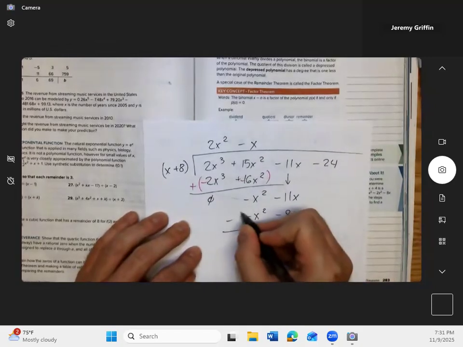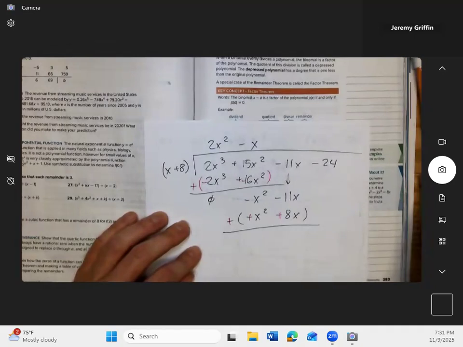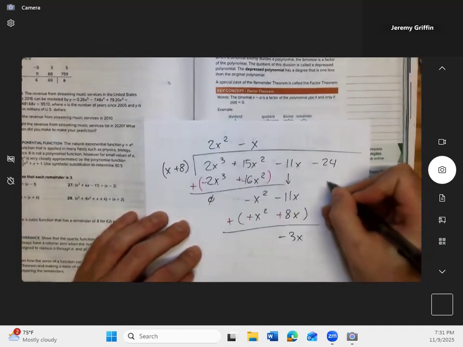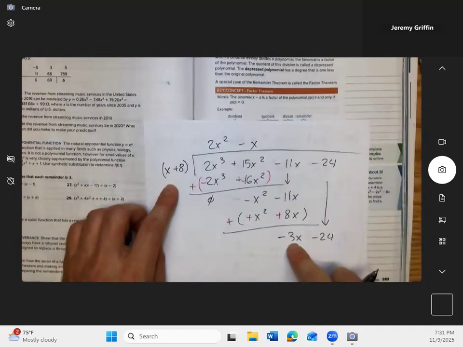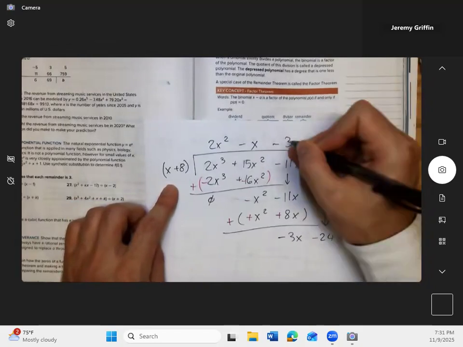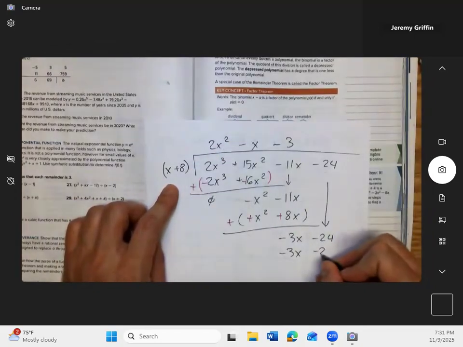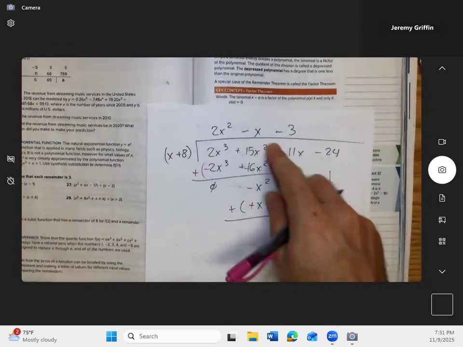Then subtract this off. So plus, plus, plus. That gives me negative 3x. Then finally drop down negative 24. So I think I need a negative 3 right here. Negative 3 times x is negative 3x. Negative 3 times 8 is negative 24. And oh, look at that. It worked out perfectly. It's plus, plus, plus. This whole thing zeroes out. There's no remainder. So there's the quotient.